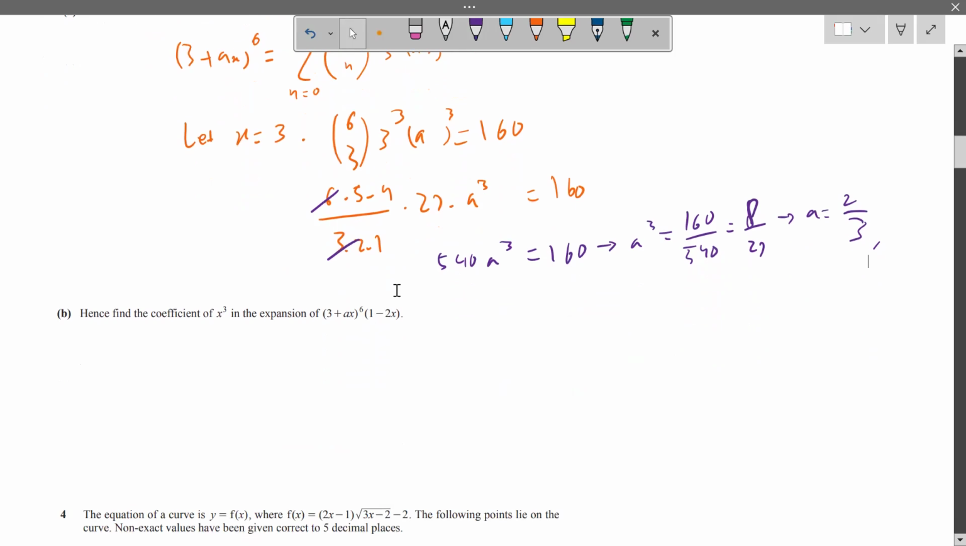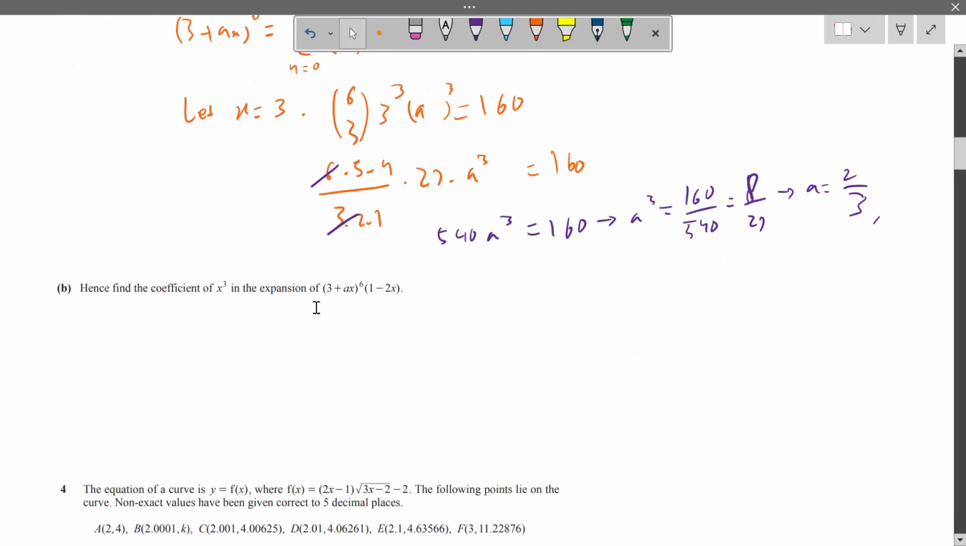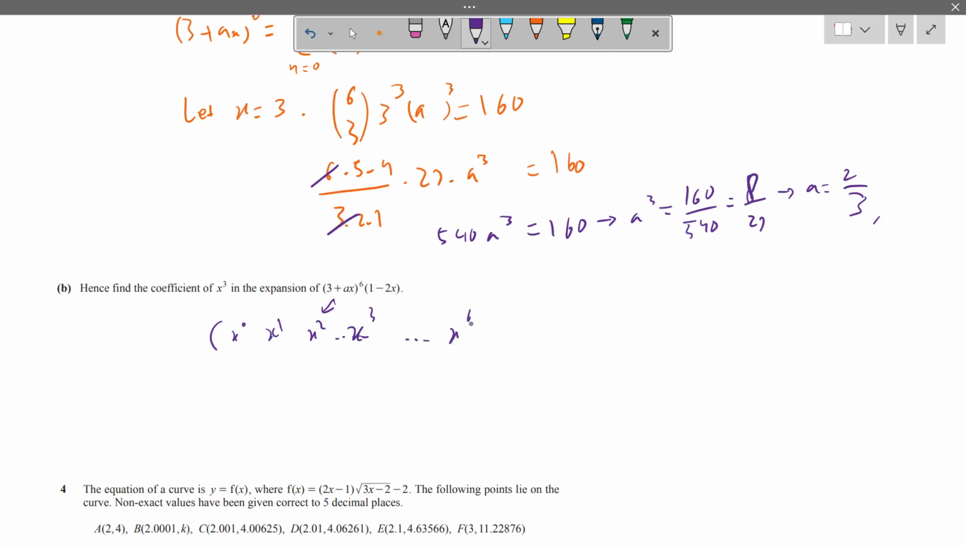Hence, find the coefficient of x cubed in the expansion of this. Okay, so to find the coefficient of x cubed in this new expression, we have to notice that in this expansion, you will have terms with 0 power of x all the way to 6 power of x. So you will have x to the power of 0, x to the power of 1, x to the power of 2, and so on. I think I'm going to write x to the power of 3 here, all the way to x to the power of 6.